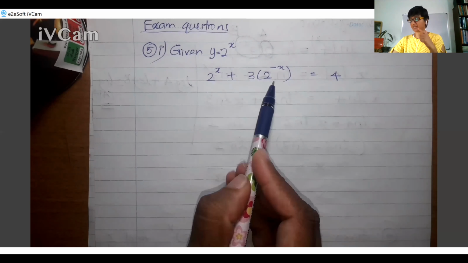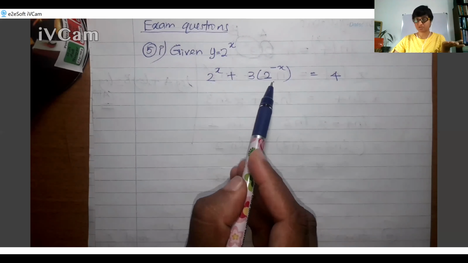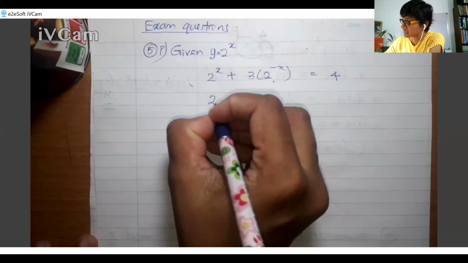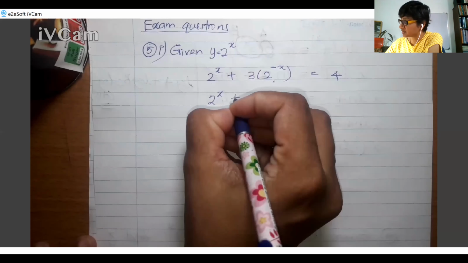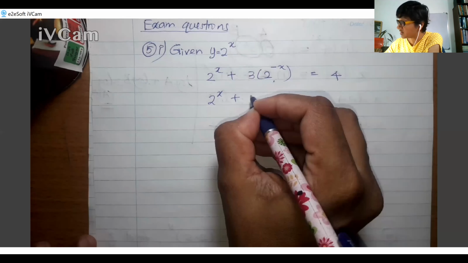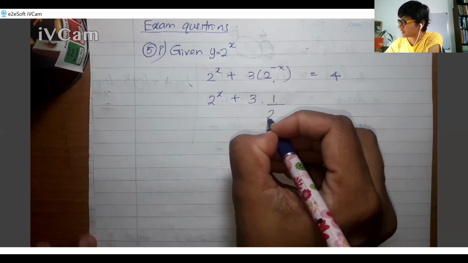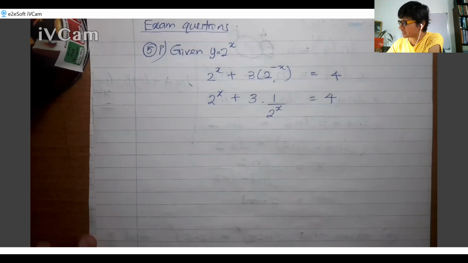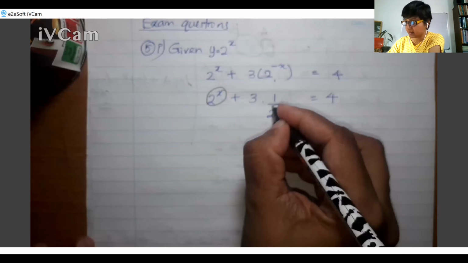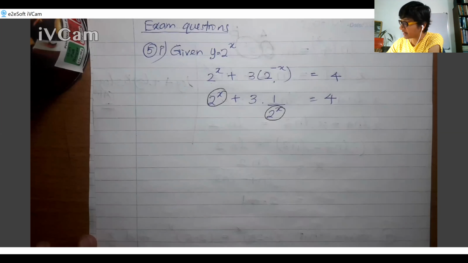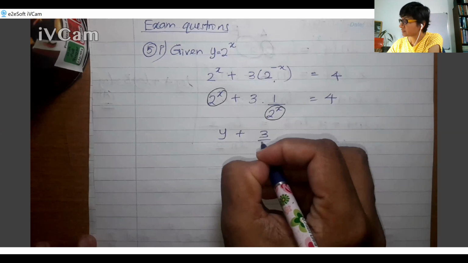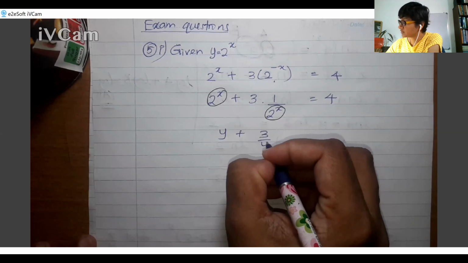First, let me write this in terms of 2 to the power of x. So 2 to the power of x plus, how do I write this as 2 to the power of x? This is 1 over 2 to the power of x equals 4. Now I can simply replace this with a y and this with a y. So that will look like y plus 3 over y equals 4.